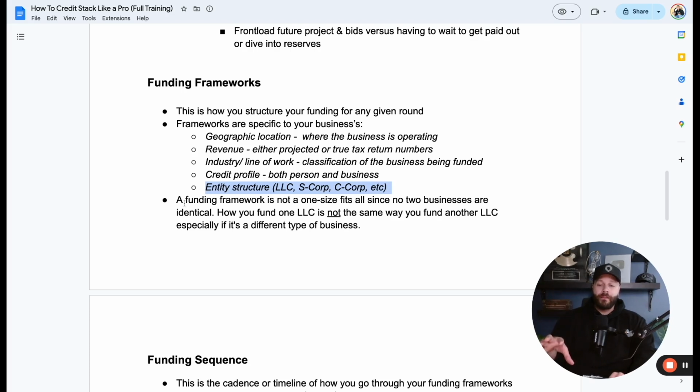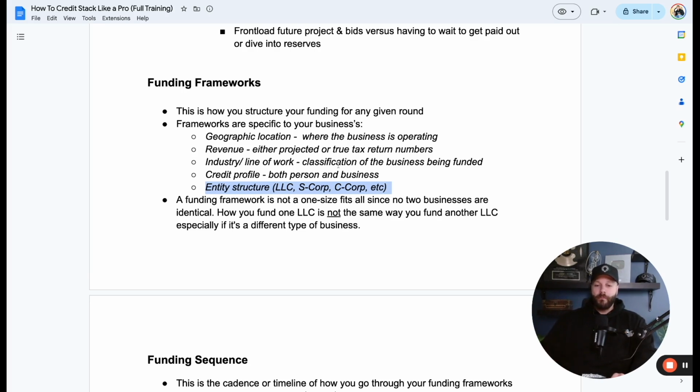Now, before I bring in this last piece of what a funding framework is, I want to say this. I also want you to think of a funding framework as the products and the banks that are going to be used to acquire the funding. That's what a funding framework is.